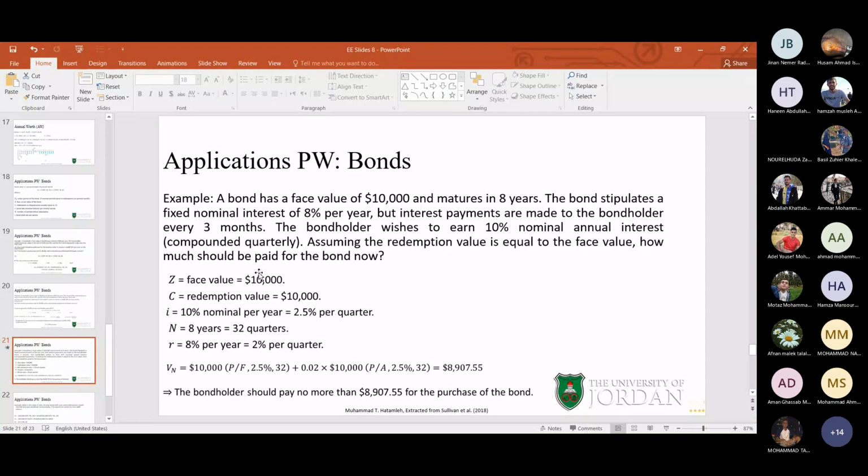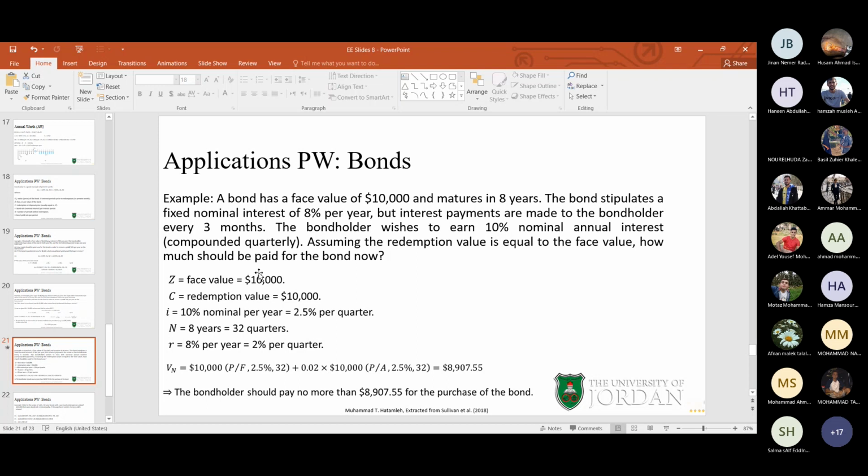In this example, we have a bond that has a face value of $10,000 and mature in 8 years. فأنا فعليا هون عرفت الفيس value اللي هي قيمة Z وعرفت ال interest periods for the bond, which is 8 years. Now the bond stipulates a fixed nominal interest of 8%. This is the amount of R or the value of R per year, but interest payments are made to the bondholder every 3 months. فبالتالي فعليا each 3 months or each quarter you're getting an installment.